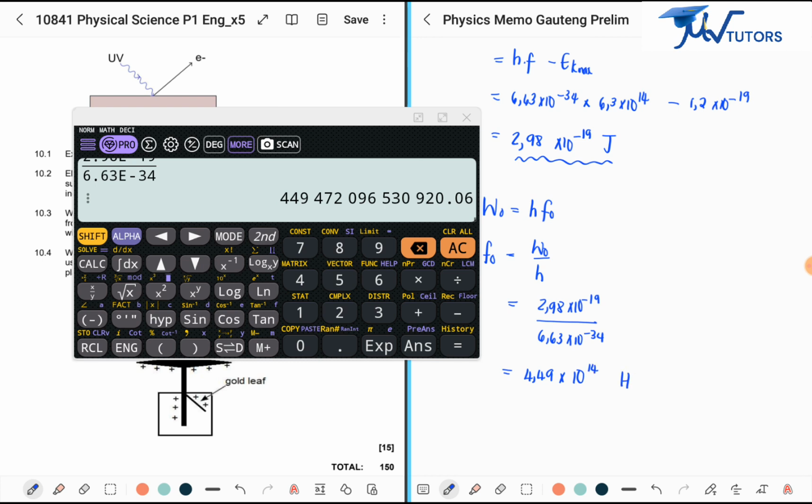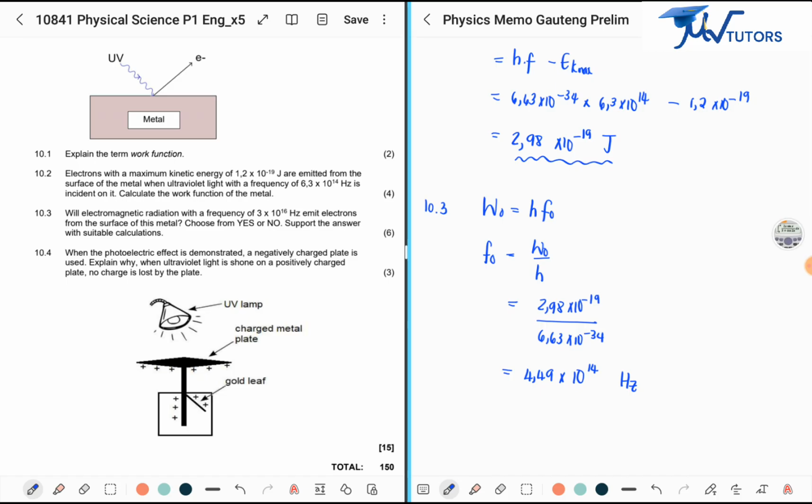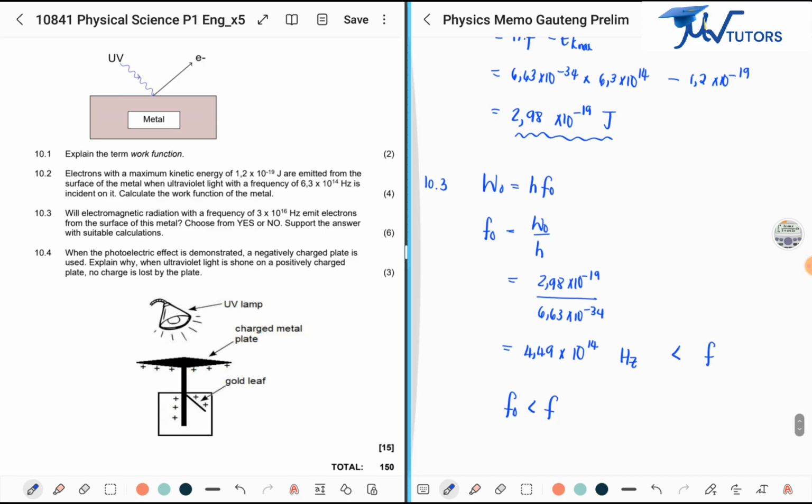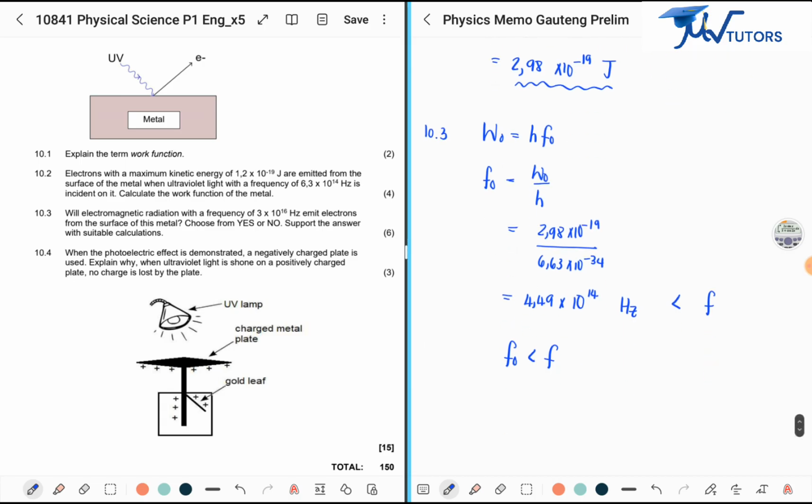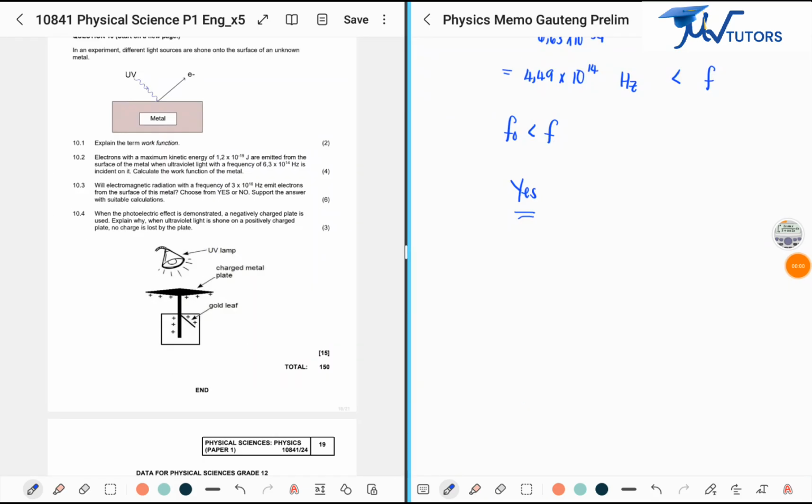So these are hertz. And is it bigger or is it smaller? It's definitely smaller than the frequency. So our threshold frequency is smaller than the frequency of that electromagnetic radiation. So therefore, will it be able to emit the electrons? Yes, it will.